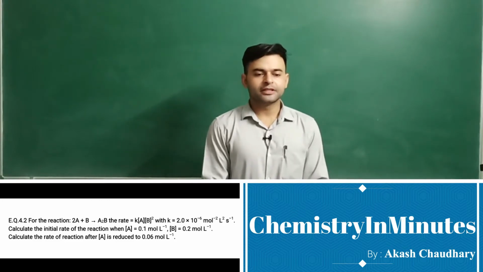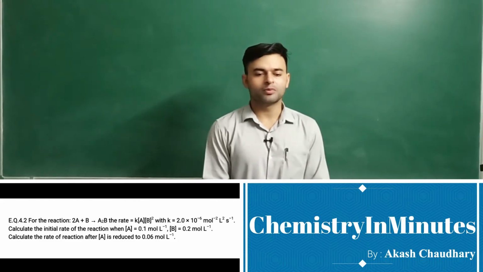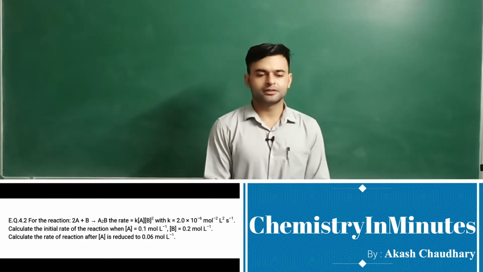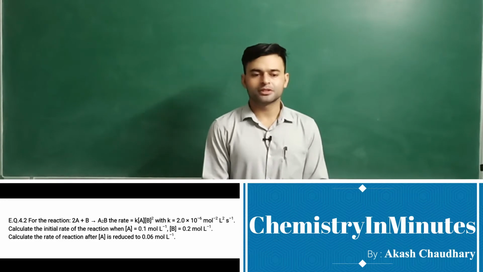Calculate the initial rate of reaction when concentration of A is 0.1 mole per liter and concentration of B is 0.2 mole per liter. Calculate the rate of reaction after A is reduced to 0.06 mole per liter.